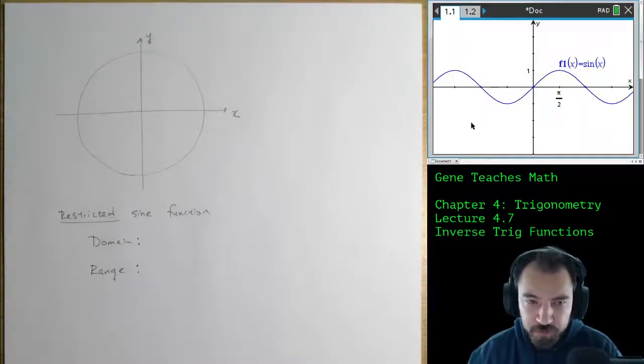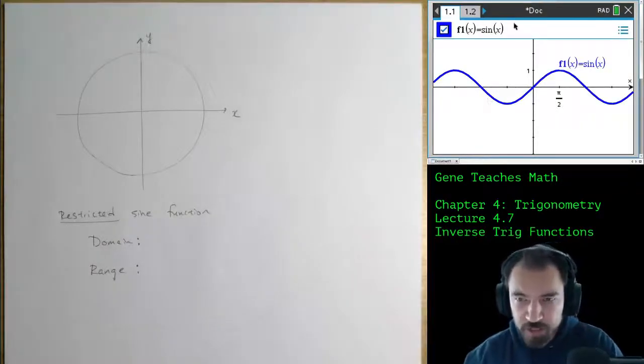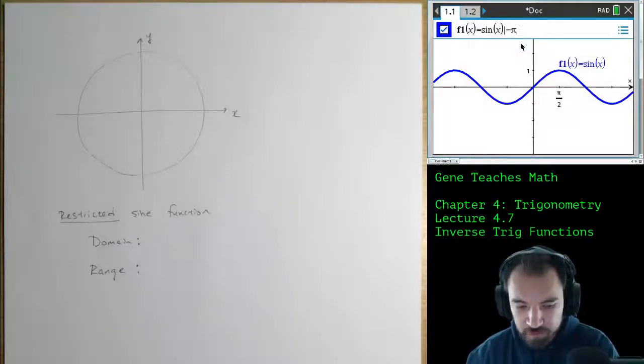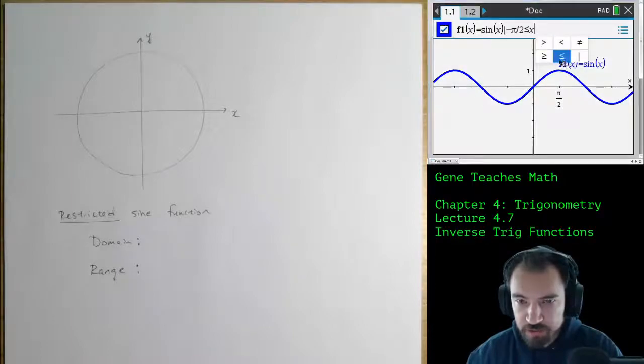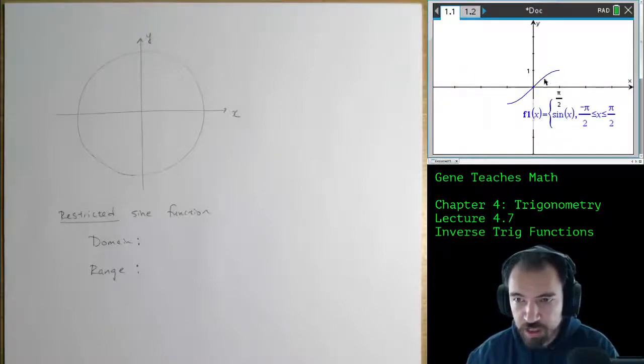There are many different ways we can do this, but we've all agreed as mathematicians to go with x equals -pi/2 up to x equals +pi/2 and capture this middle segment right here. So what that looks like is we can say f of x equals sine of x, and hit control equals to bring up logical operators, and say we want this to be -pi/2 less than or equal to x, once again less than or equal to, and we're going to go with +pi/2. Hit this, and we get that segment right here.